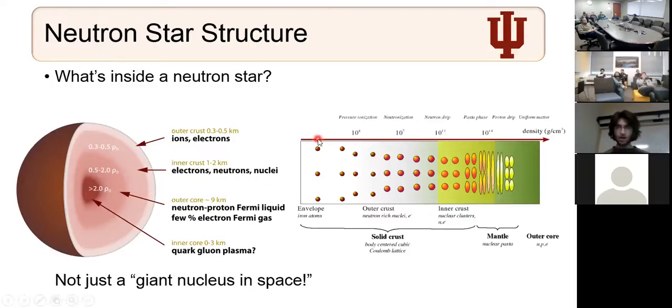And so as you descend, you can see individual nuclei here. They become compressed until they freeze into a lattice. And that lattice is going to be the subject of the first half of my talk.